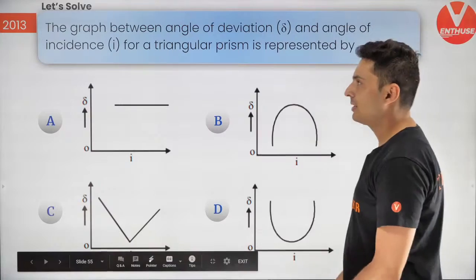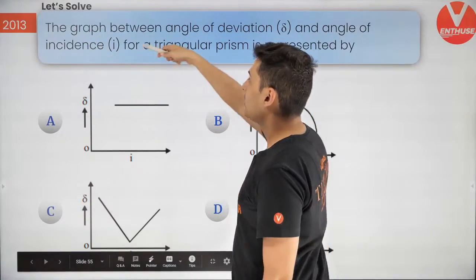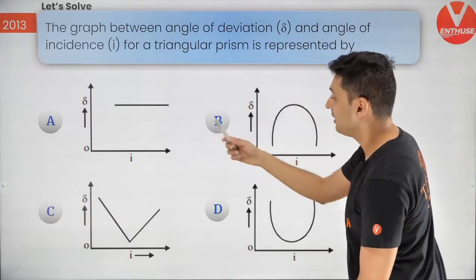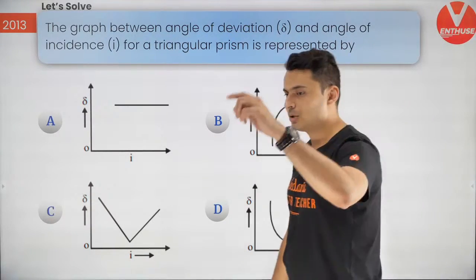Let's get going to the next question. 2013 question. The graph between angle of deviation and angle of incidence for a triangular prism is represented by which of the following? This is an easy one. You should be able to do this.